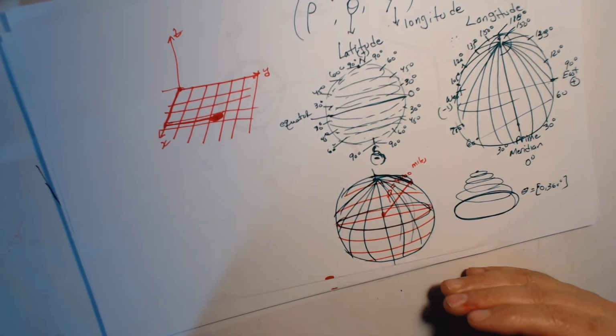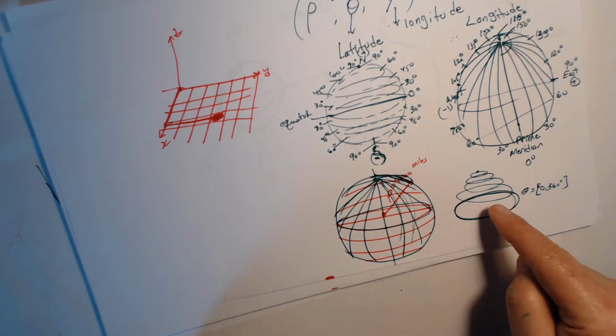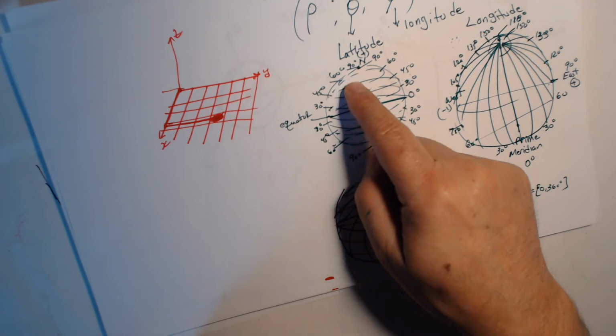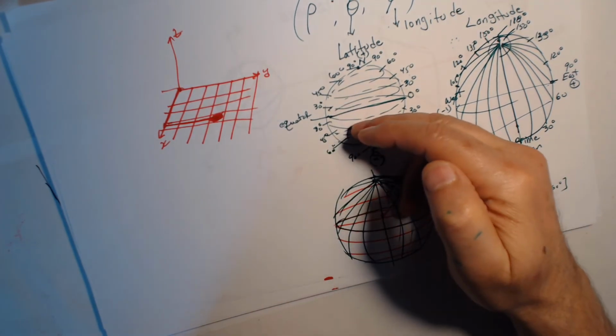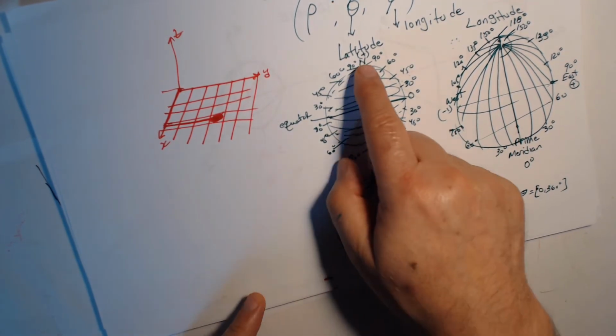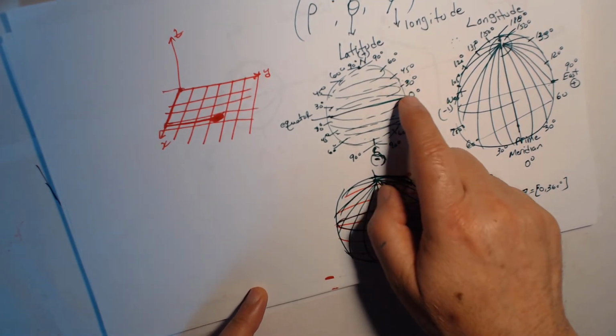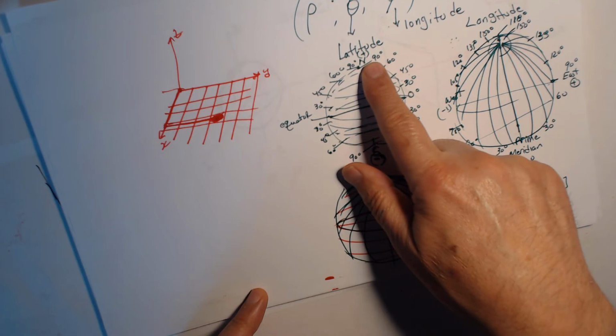These are circles that are parallel to the equator, and it determines your latitude, how far you are from the equator. Therefore, how far you are from the equator is determined by a number of degrees: 30 degrees, 45 degrees, 60 degrees, 90 degrees, or you go to the north.